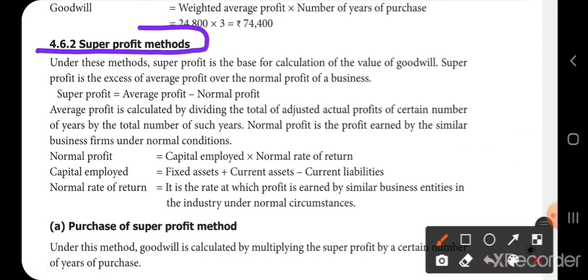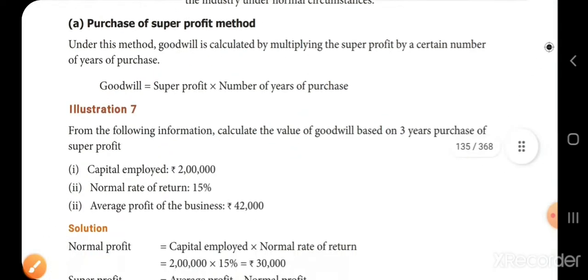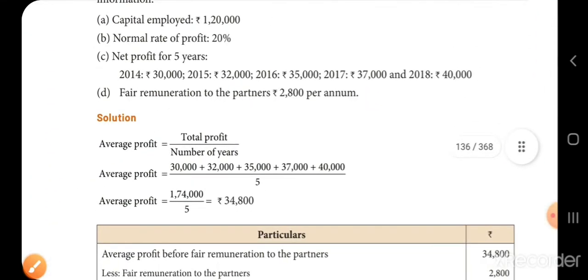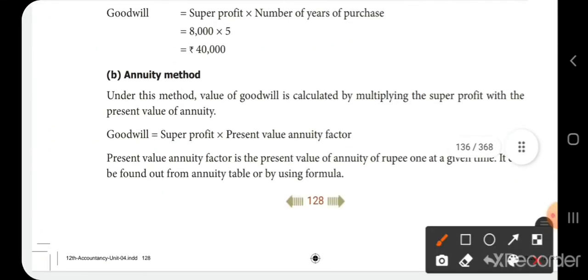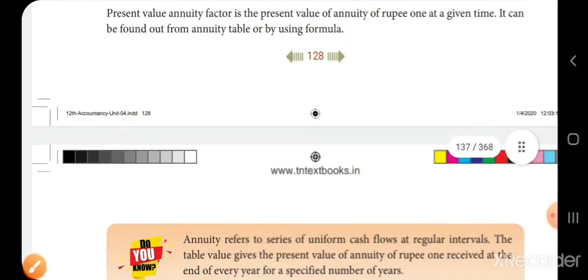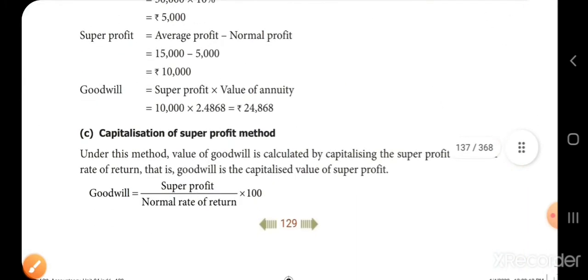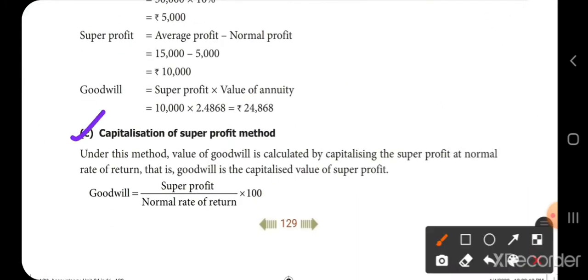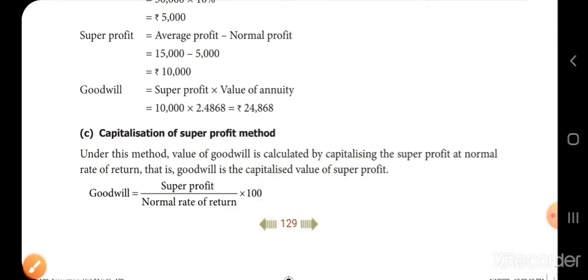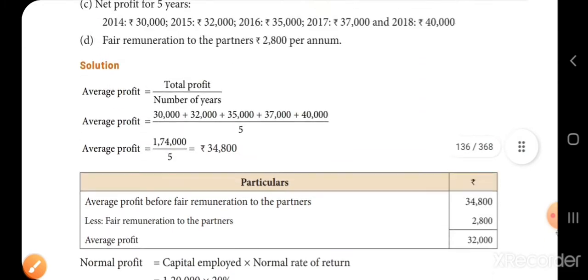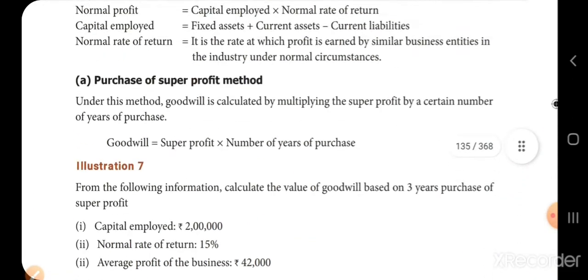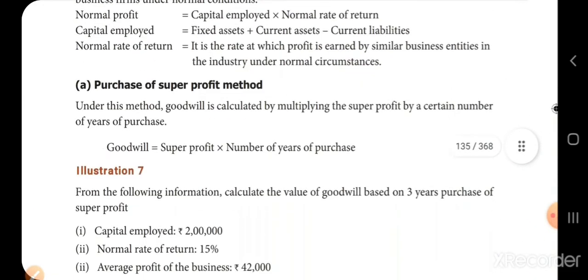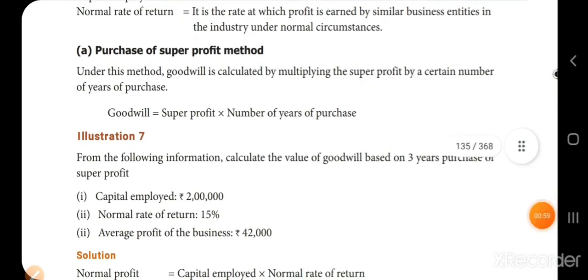Now, in this super profit method, there are three classifications. One is purchase of super profit method. The second one is annuity method. And the third one is capitalization method or capitalization of super profit method. Now, the first one, purchase of super profit method.